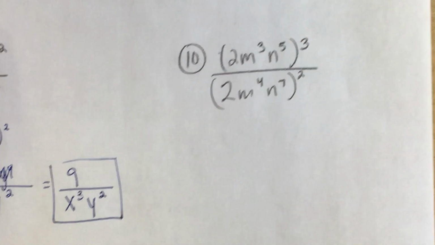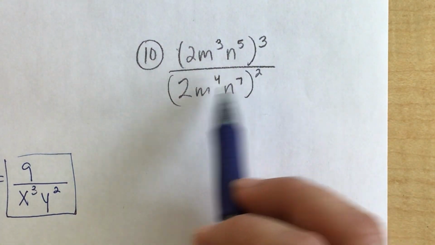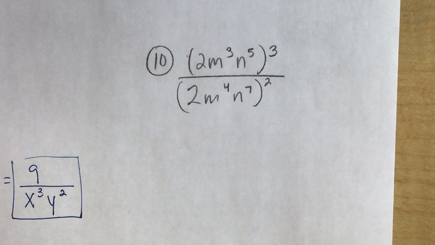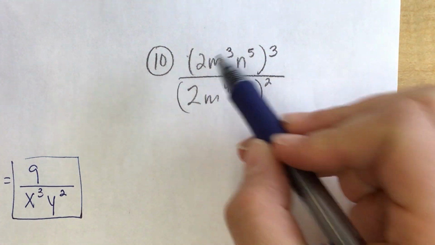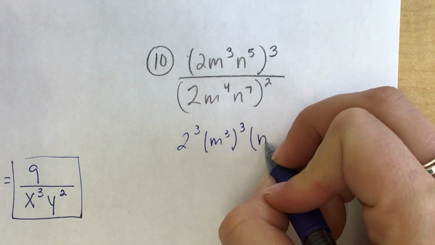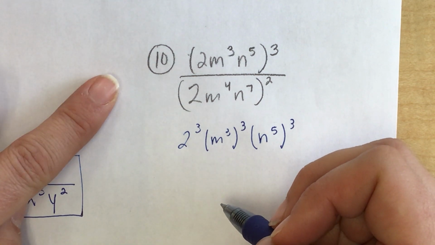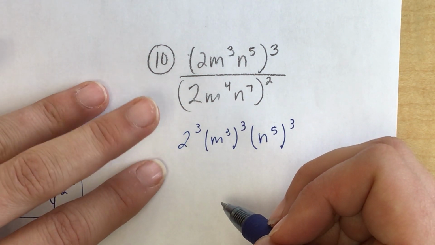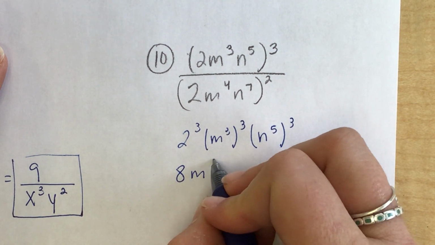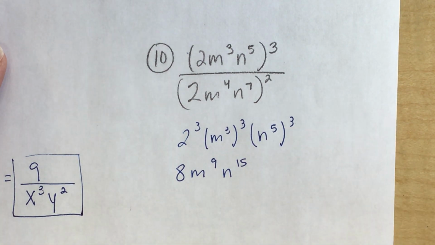All right, and then number 10 is the other one we're going to go over. I'm going to simplify the top first, simplify the bottom, and then the last step is to worry about the dividing. Everything is being raised to the third power. So we have 2 to the third, m to the third raised to the third, n to the fifth raised to the third. All right, so 2 to the third, that means 2 times 2, which is 4, times 2, which is 8. So that's going to equal 8. 3 times 3 gives me 9. 5 times 3 gives me 15. All right, so there's the top.